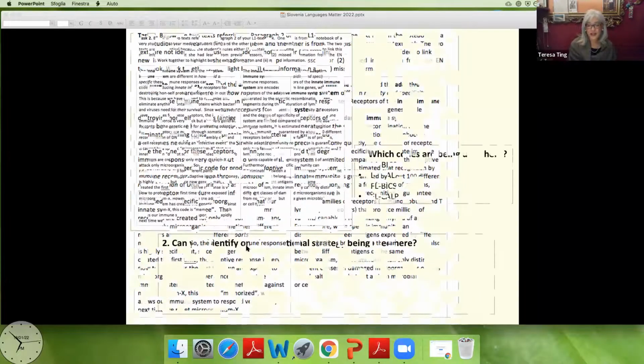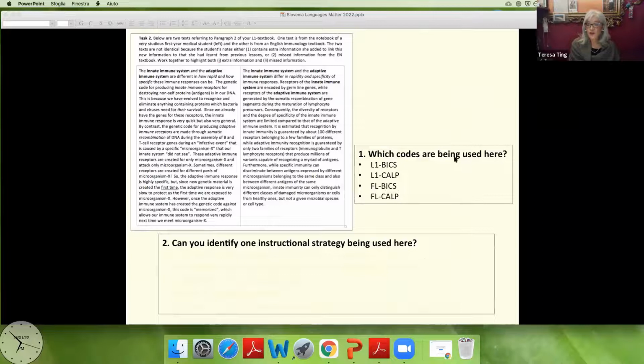Okay. Now, which codes are being used here? L1 BICS, L1 CALP, foreign language BICS, or foreign language CALP? Okay, which codes are being used here? Well, foreign language CALP is here. So we're beginning to show them what foreign language CALP looks like.